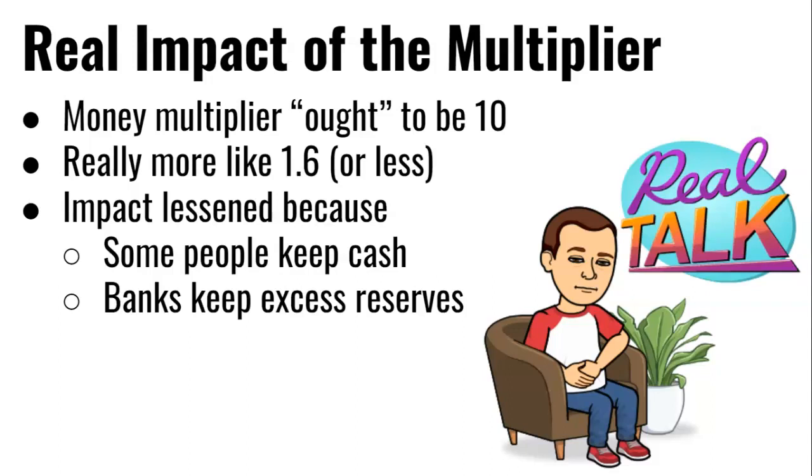Why? Simply because people sometimes keep cash. Banks keep excess reserves. Sometimes money is deposited and not immediately lent out to somebody else who then immediately spends it and hands it to someone who immediately lends it out again. So there are some breaks in the system that slow the money multiplier down from what its theoretical level ought to be.